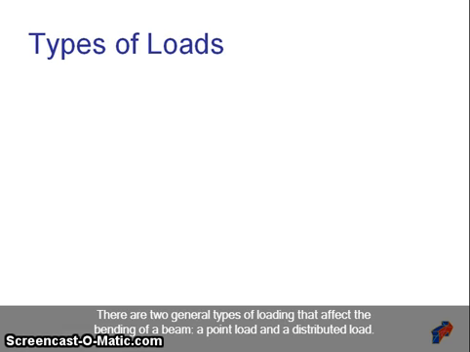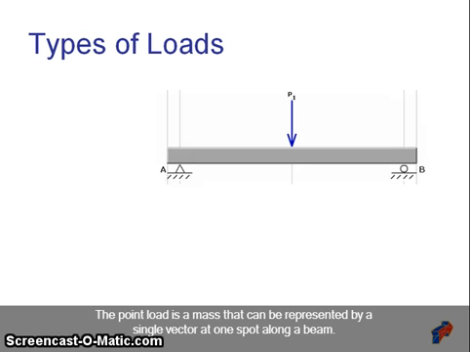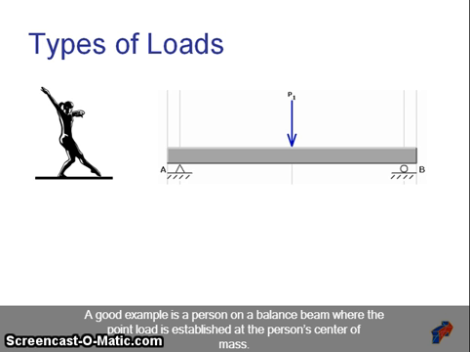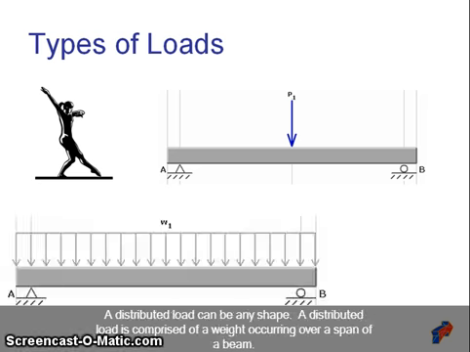There are two general types of loading that affect the bending of a beam: a point load and a distributed load. The point load is a mass that can be represented by a single vector at one spot along a beam. A good example is a person on a balance beam, where the point load is established at the person's center of mass.